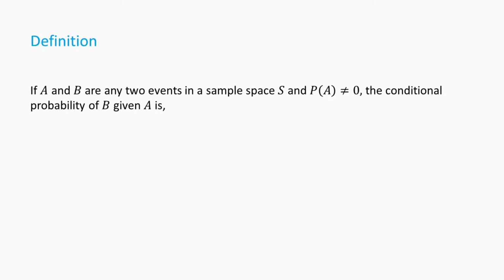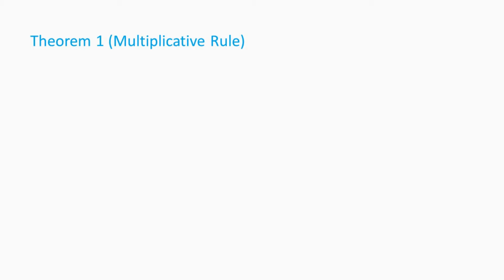When we talk about the definition of the conditional probability, if A and B are any two events in a sample space S and probability of A is not equal to 0, the conditional probability of B given A is equal to probability of B intersection A divided by probability of A. This is theorem 1.